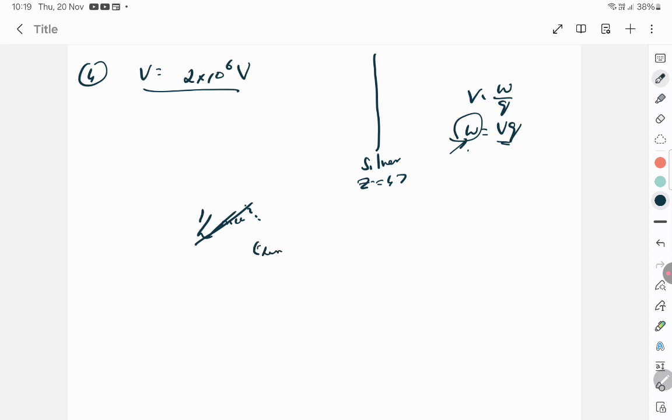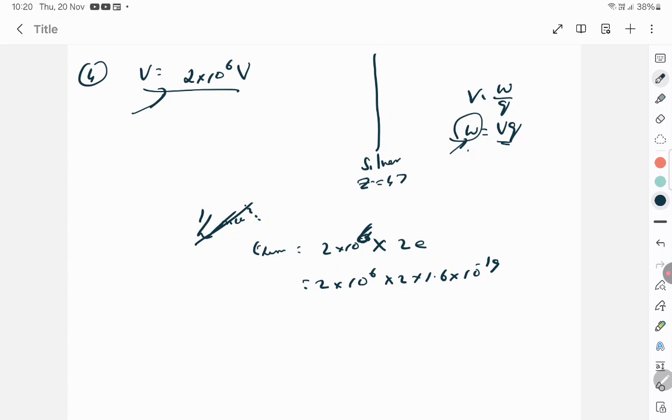Energy is always equal to V into Q, which is 2 × 10^6 times the charge. The charge of this alpha particle, and it is an alpha particle which is coming in, is 2e. Correct? So it's 2 × 10^6 × 2 × 1.6 × 10^-19, which should give me the energy. So it's 2 into 2, 1.6, and 2 × 10^6 voltage.